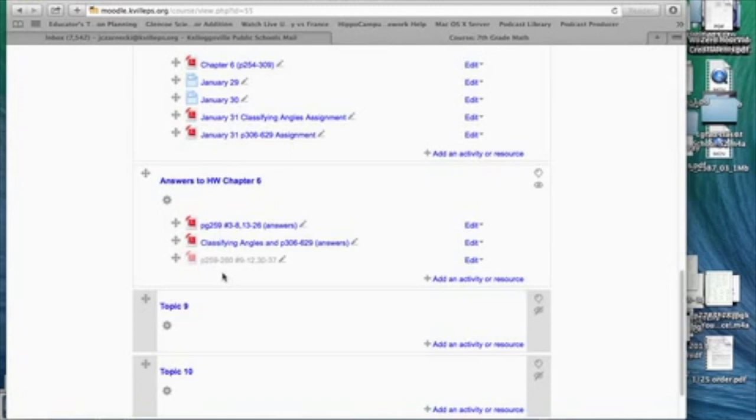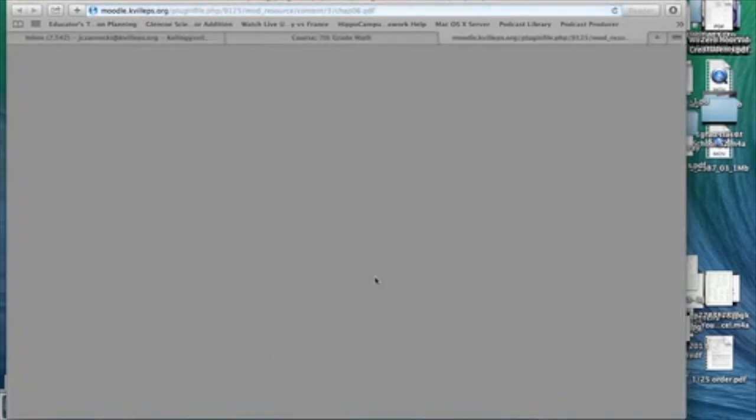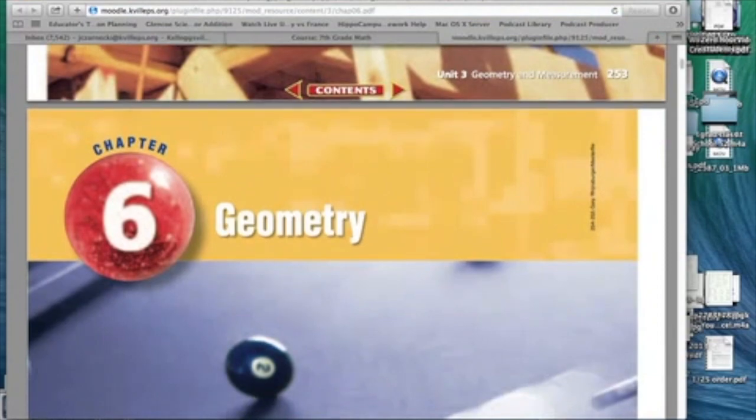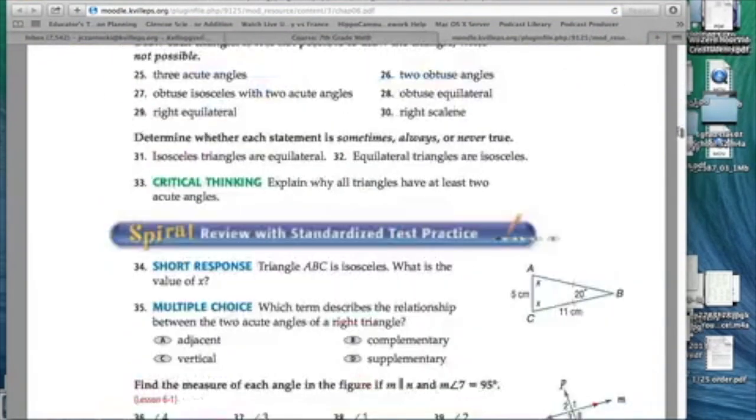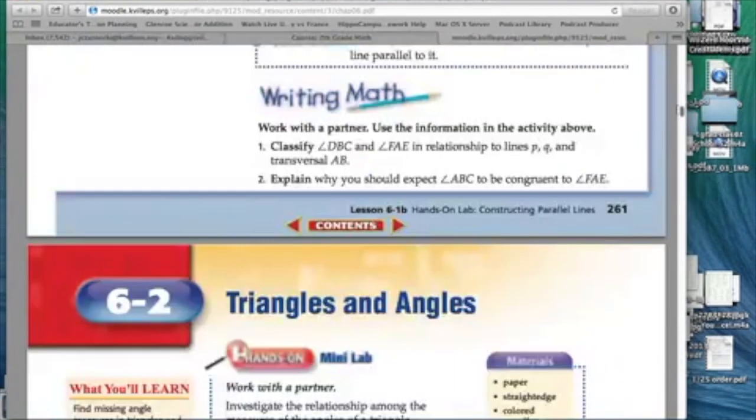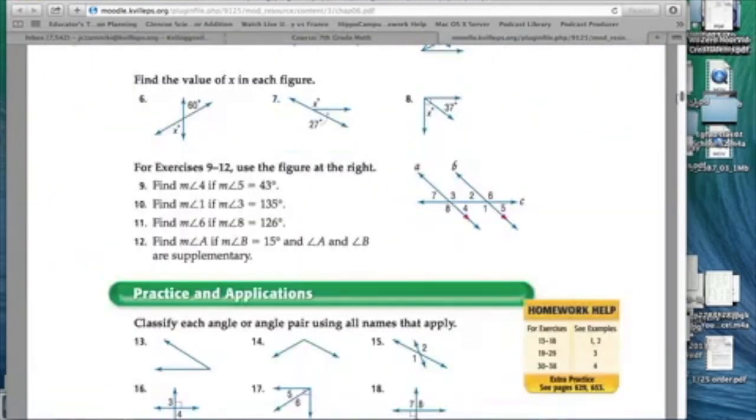And again, the correct answers for those are in the Moodle for you. So you're going to need to go to the Moodle page to get that. And then you can either use your book or you can use the book that's on the internet or on the Moodle here. Let me show you the page that we're on. 259. There's numbers 9 through 12.